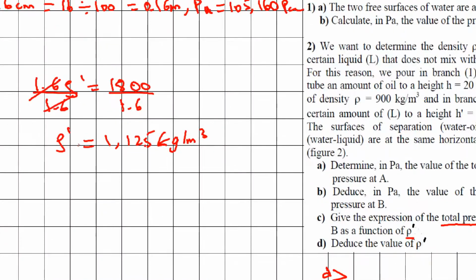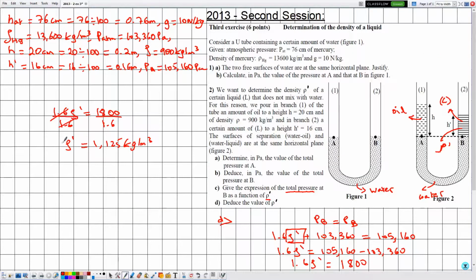Why kilogram per meter cube? Because everything is in the SI, and the SI unit of rho prime is kilogram per meter cube, the SI unit of density. So the density of the liquid L is given by 1125 kilogram per meter cube. Let me write here that rho prime is equal to 1125 kilogram per meter cube, and the value of rho is given by 900 kilogram per meter cube.